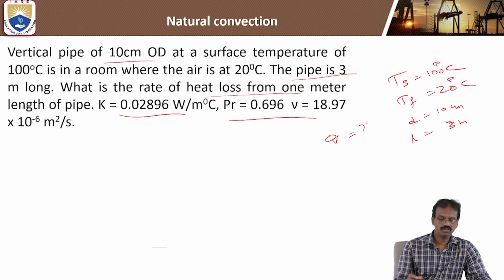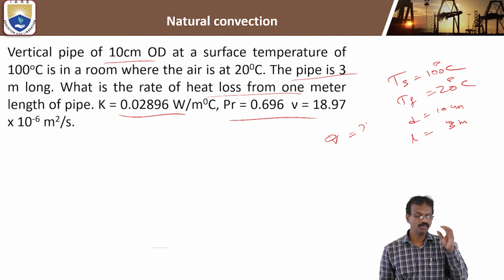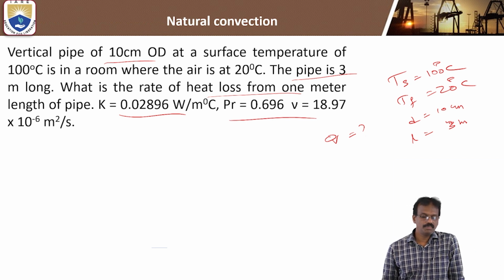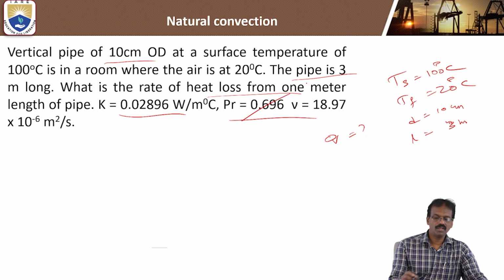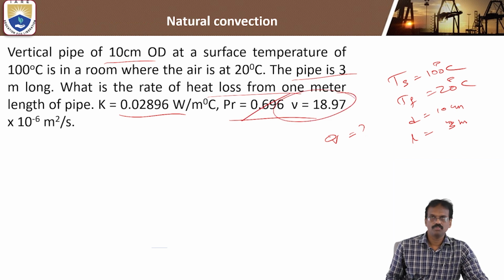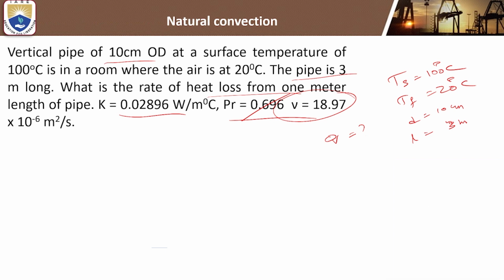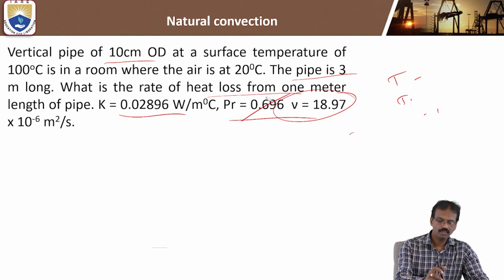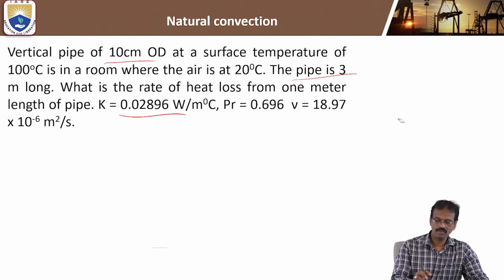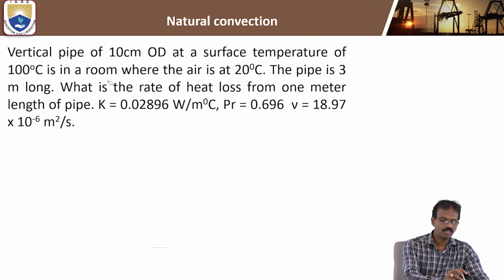And the properties are also given here: the thermal conductivity of the fluid, the air thermal conductivity, the Prandtl value, and the kinematic viscosity of the fluid. So air has been given. You can find out the remaining parameters. First of all, you have to find out the Grashof value. Prandtl is also given. Then you have to find the product of Grashof and the Prandtl value. Then you have to identify which type of flow.